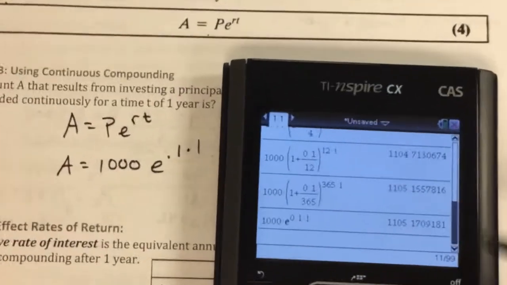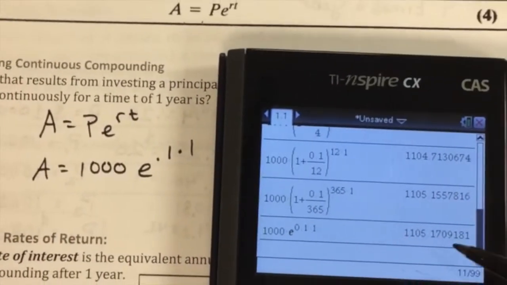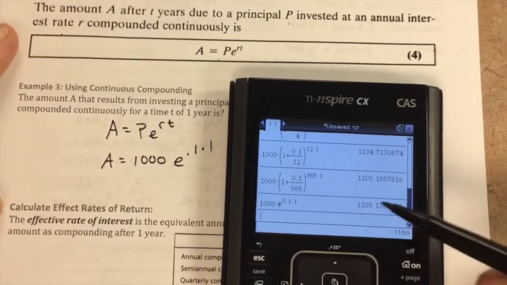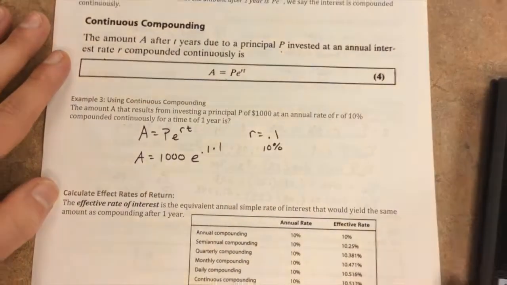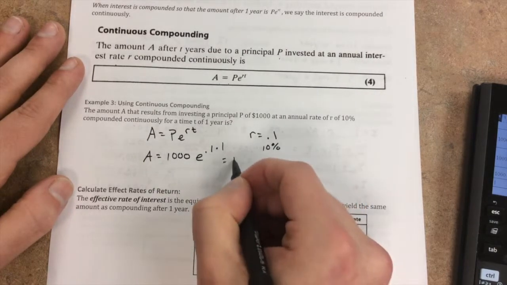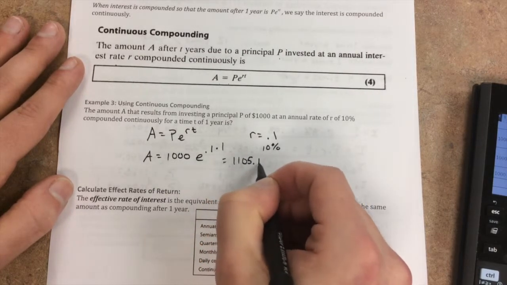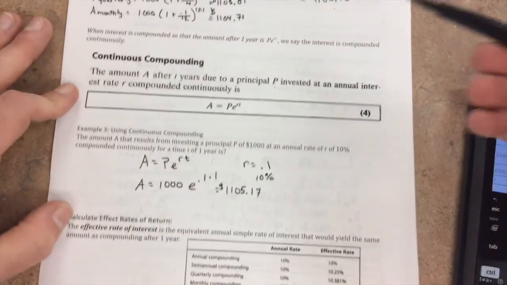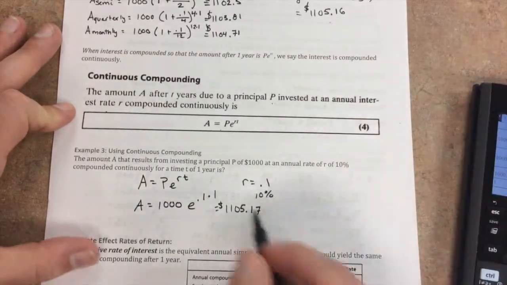And if you see, here we had daily, and here we have compounded continuously. These two numbers are pretty close, closely representing each other. So we could almost say daily is the same thing as compounding continuously. We're off by a cent if you compare these two.